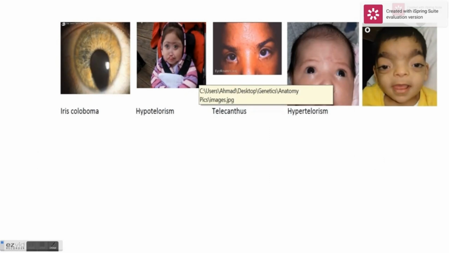This is iris coloboma. Coloboma, by the way, is missing part of, for example, coloboma of the eye is missing part of the eye. Coloboma of the retina is missing part of the retina. Coloboma of the eyelid is missing part of the eyelid. This is hypotelorism, although there are other features, but this is where I'm looking here, just at the eyes.